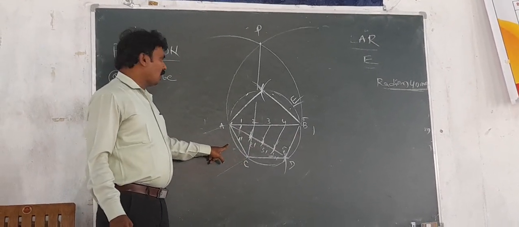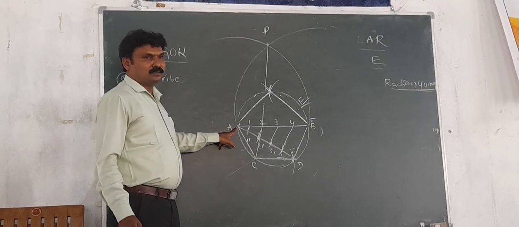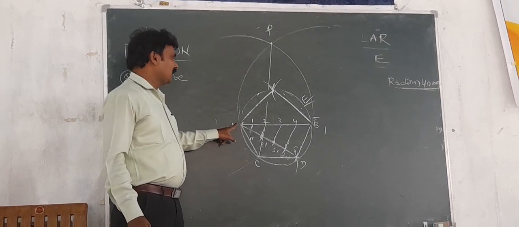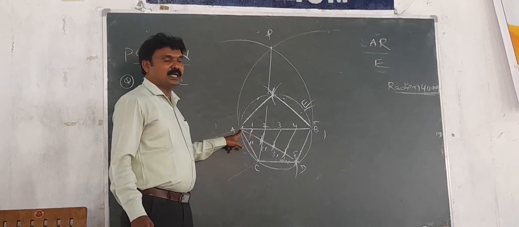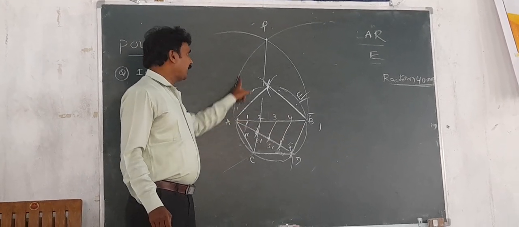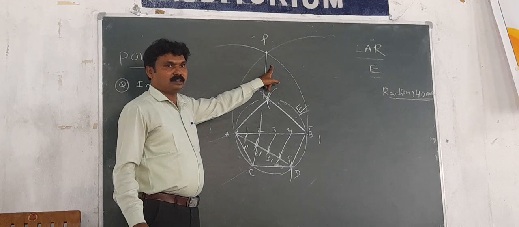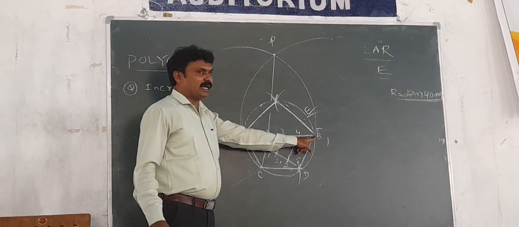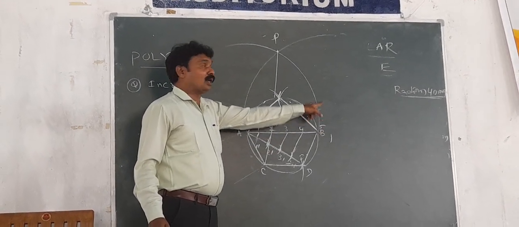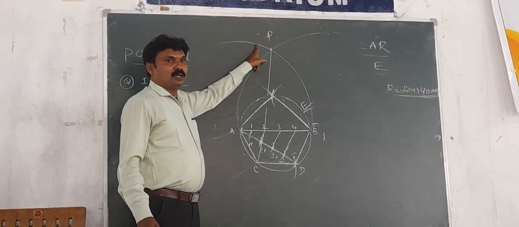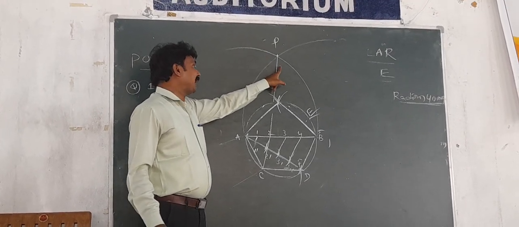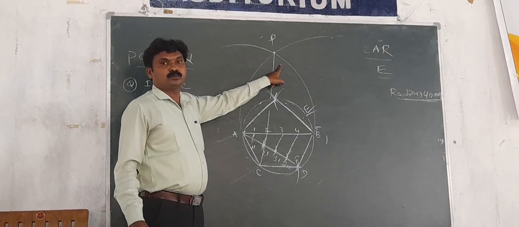Now I prepared the horizontal diameter AB. From A as the center, AB is the radius. Draw an arc above the circle. With the same radius, B as the center, draw one more arc above the circle. These two arcs will intersect at the point P.